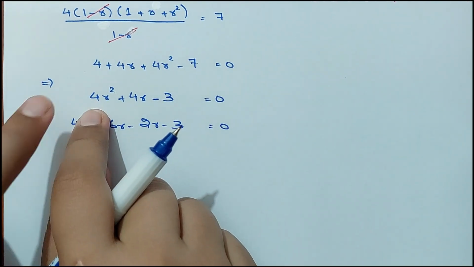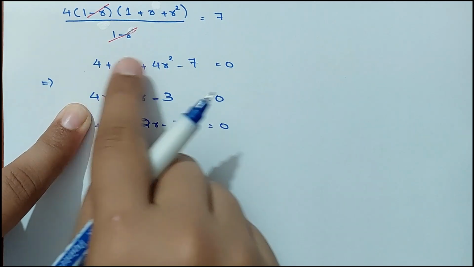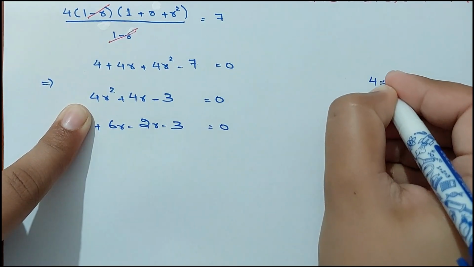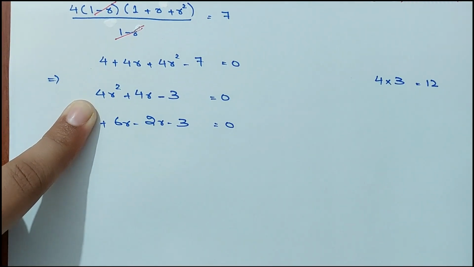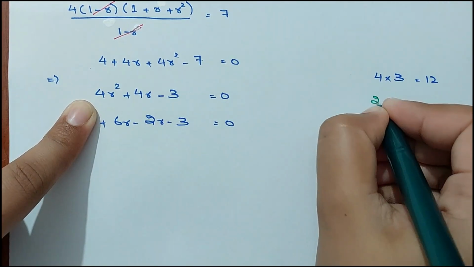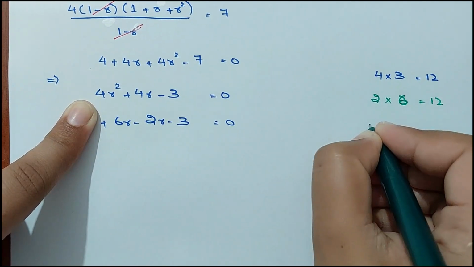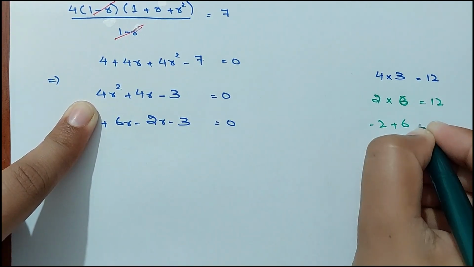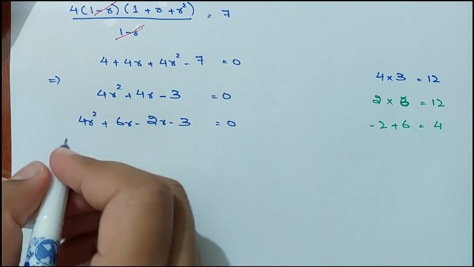Let me do this again. In factorization, we have to multiply the coefficient of r square and the constant term. So this is 4 times 3, which equals 12. And then find out the factors of 12. The factors of 12 are 2 times 6, which is 12, and if I can do minus 2 and plus 6, that equals 4. So I did this minus 2 and plus 6.